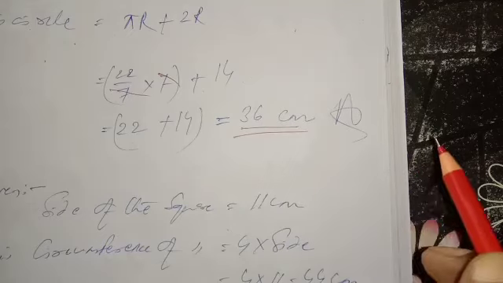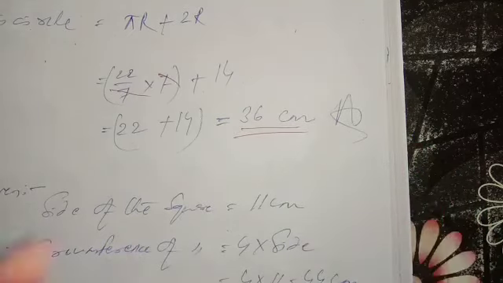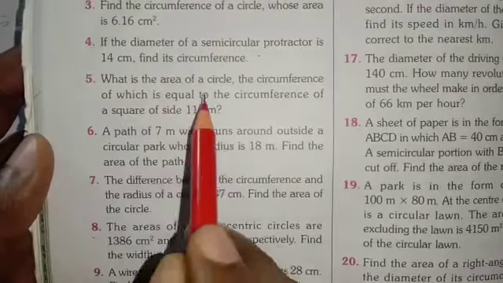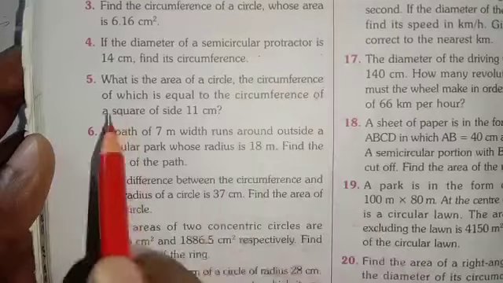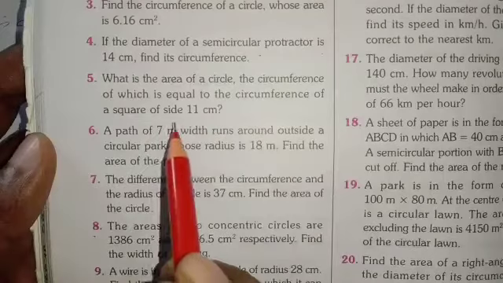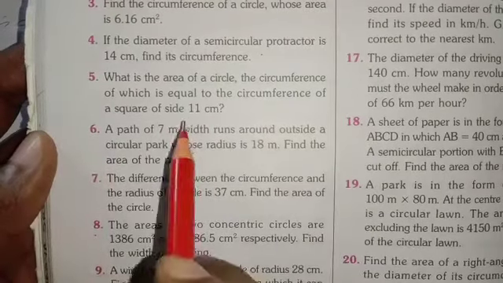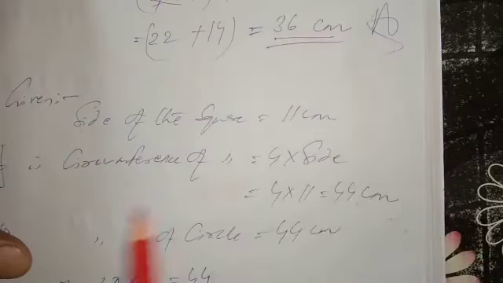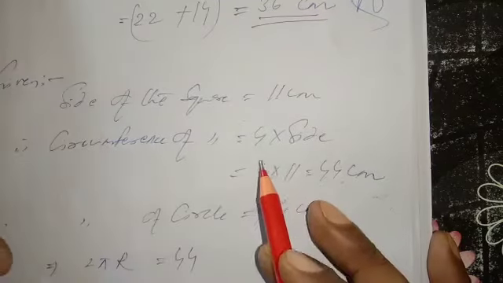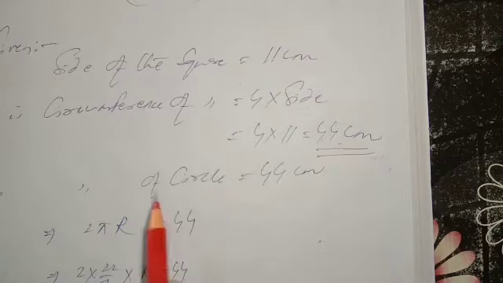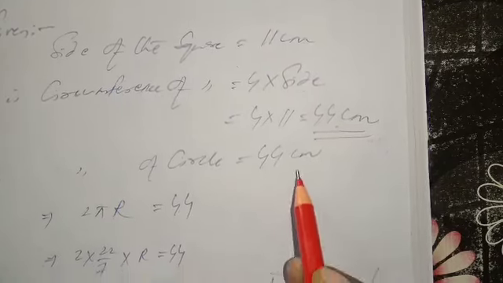Question number 5: what is the area of a circle, the circumference of which is equal to the circumference of a square of side 11 centimeter. Side of the square is given as 11 centimeter, then you will get the perimeter. Perimeter of the square is 4 into side, 4 into 11, 44 centimeter. So according to the question, circumference of the circle will be the same, 44 centimeter.